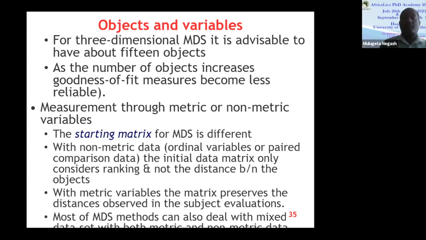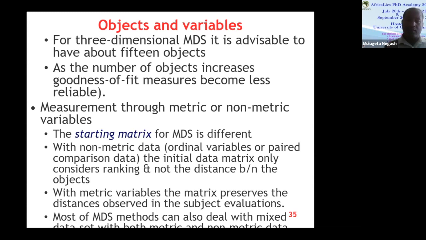Okay. In multidimensional scaling, we have objects and variables. Actually, in multidimensional scaling, it is advisable to have 15 objects, and you can go to 10 variables, and the number of objects increases the goodness of fit measure. In the goodness of fit measure, we have a stress measure, and when it is nearer to zero, it is perfect.